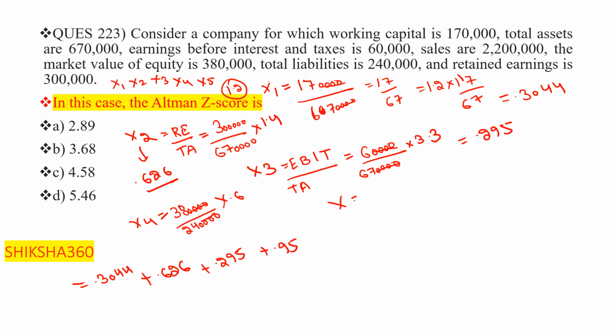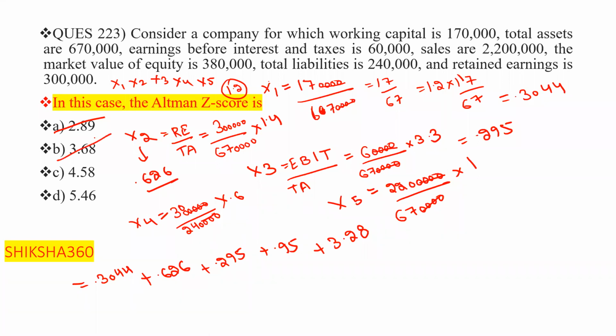Last one, x5. How can we calculate x5? That is total sales upon total asset. Total sales is 22 lakh upon total asset 6,70,000. Cancel out 4 zeros against 4 zeros. Multiplying factor here is 1. So 220 divided by 67 is 3.28. So we know that the answer is not this one, it is greater than this. Clear? So this one is also not our answer.